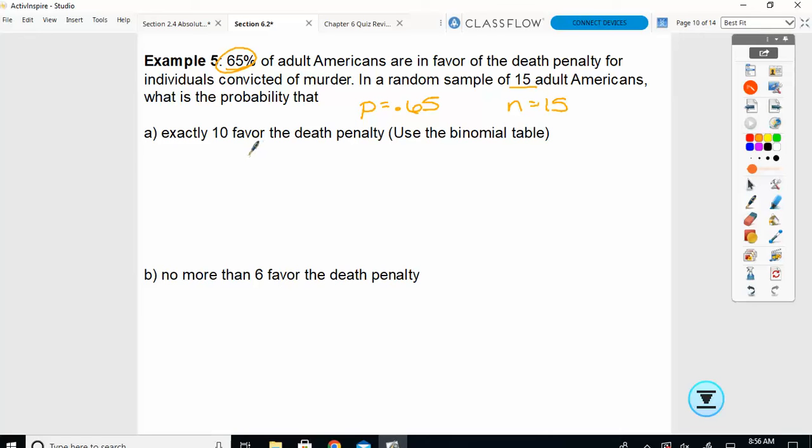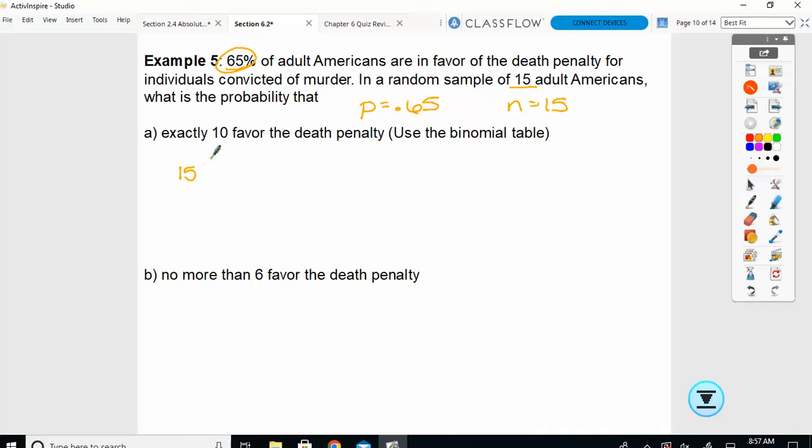All right, so for exactly 10, I'll do it by hand first and then look at the table. So if you're looking at your formula sheet, this is a binomial because either they are in favor or they aren't. There's no third option, so only 2 outcomes. Everybody has the same probability, so they're all independent. We only have a set number of trials, so this is binomial. So when you look at your formula sheet under Chapter 6, the third bullet tells us how to find this probability.